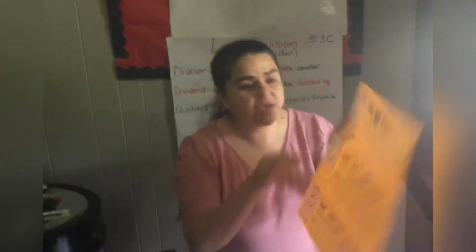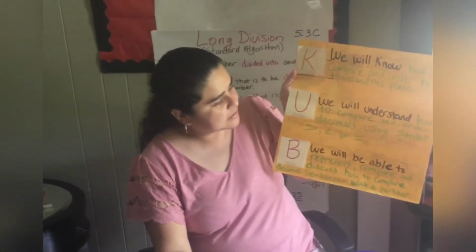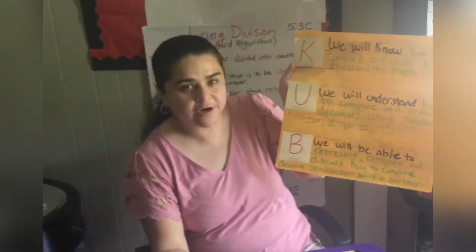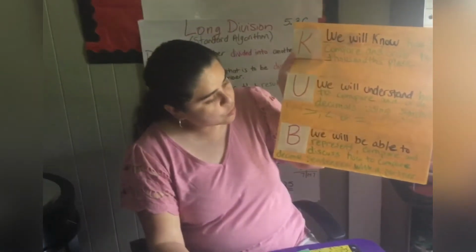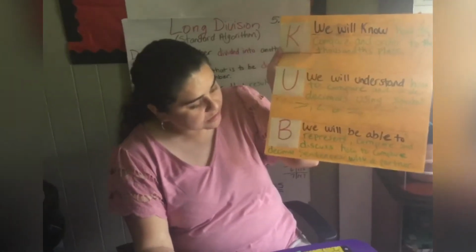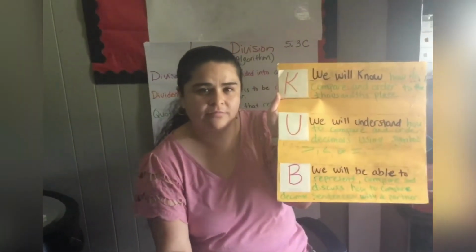Today's objective will be, we will know how to compare in order to the thousands place. We will understand how to compare and order decimals using symbols greater, less, or equal to. And we will be able to represent, compare, and discuss how to compare decimal sentences with a partner. Okay, you will need your pencil and your journal.